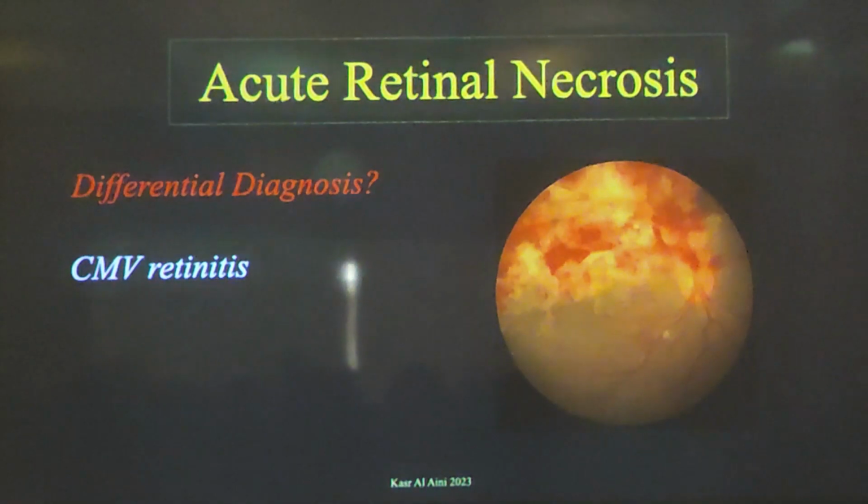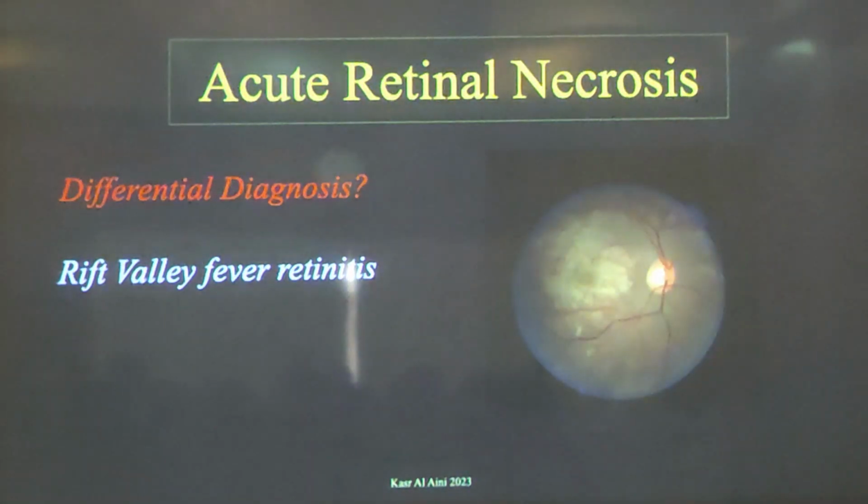ايه الديفرنشال diagnosis بتاعنا ده مهم. CMV retinitis. CMV retinitis is different from acute retinal necrosis. احنا قلنا CMV دول عيانين usually immune compromised and the picture is different from the picture we saw a few moments ago. Or Rift Valley fever. احنا قلنا برضك Rift Valley fever. It's again a viral retinitis affecting the central part of the retina as caused by the arboviruses.